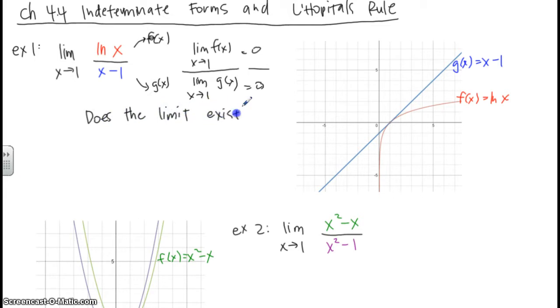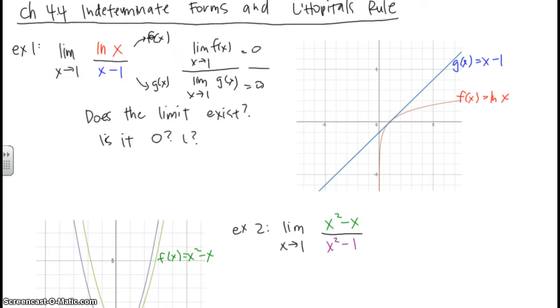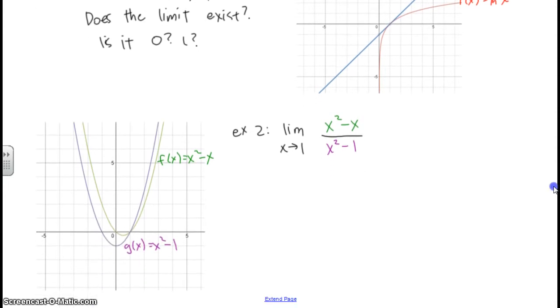Is the limit existing right now? Is it equal to 0? Or is it 1? Does 0 divided by 0 equal 1? Is it neither? This is what we call an indeterminate form. Now, taking a look at example 2, and we'll come back to that.